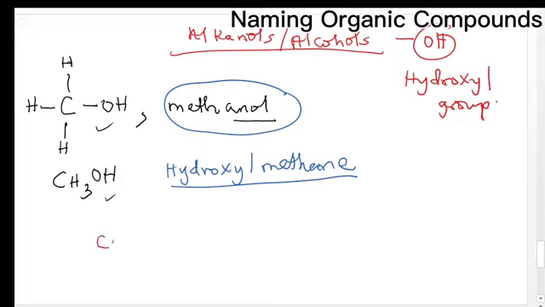So we can have 2 carbon atoms attached this way, right? So this one, 1 2 3 4, 1 2 3 4, but it's going to have an OH attached.